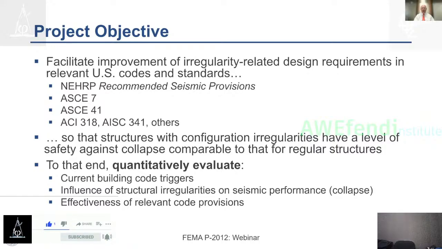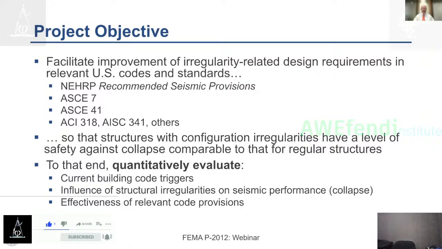And the goal of this project was to compare the performance of buildings with irregularities to the performance of buildings that don't have those irregularities, and see what we could do to level the playing field of performance. What can we do so that configuration irregularities, which can't always be avoided, don't lead to poor performance? And rather than simply qualitatively discussing the issue, the project was specific in that we wanted to quantitatively evaluate these aspects, so that although our past observations of performance have been qualitative in many cases, if we could actually quantify the issues, we could do a better job of getting consistency in the level of performance.